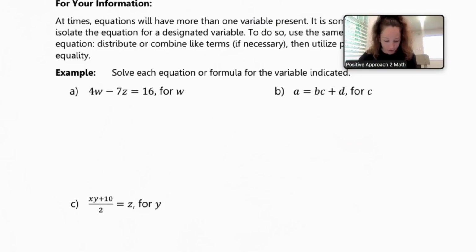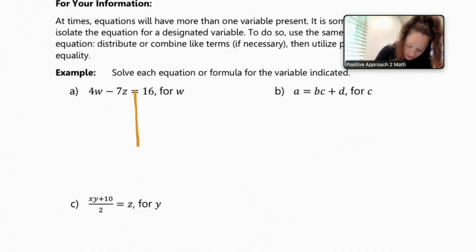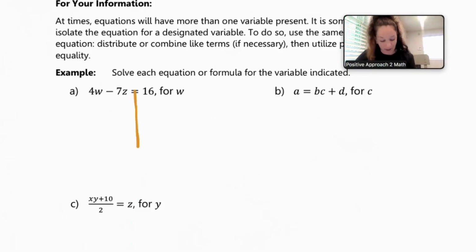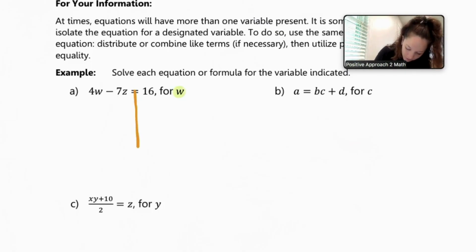Okay, so let's do our good old draw your line down the equal sign. We want to solve for W in this problem. It says solve each equation or formula for the variable indicated. So it's saying here's our equation and we want to solve it for W. I'm going to do a little highlight of W. That's what I want to get by itself.